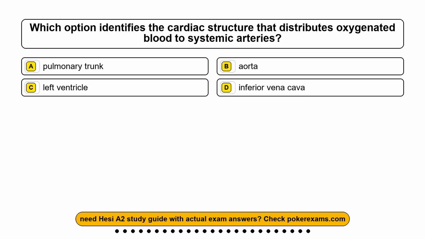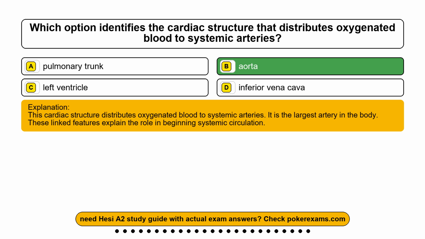Question 16. Which option identifies the cardiac structure that distributes oxygenated blood to systemic arteries? Option A, pulmonary trunk. Option B, aorta. Option C, left ventricle. Option D, inferior vena cava. The correct answer is option B, aorta.